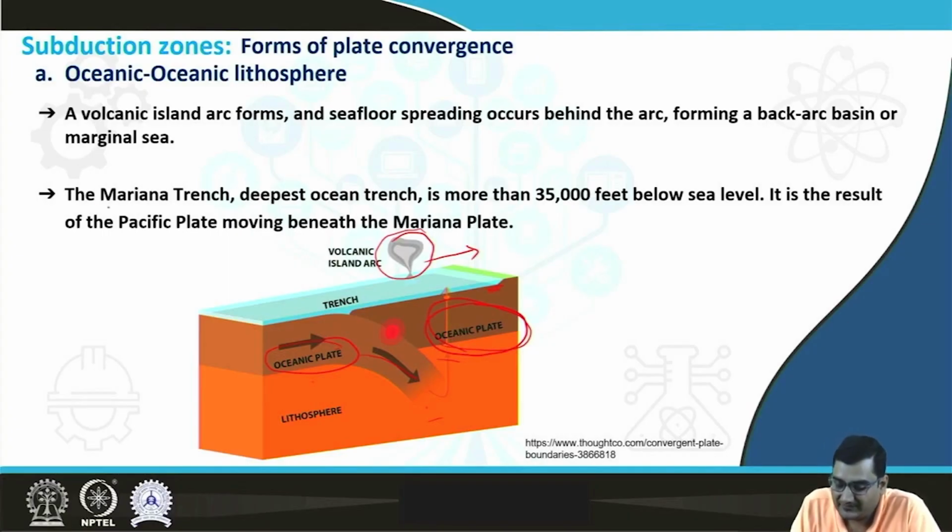And then the Mariana Trench is one example of this kind of oceanic lithosphere convergence plate boundary. The Mariana Trench, the deepest ocean trench, is more than 35,000 feet below sea level, and it is the result of the Pacific plate moving beneath the Mariana Plate.